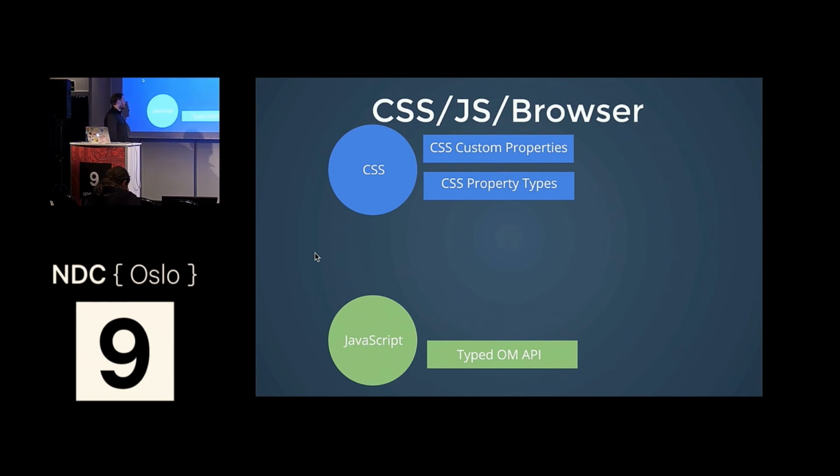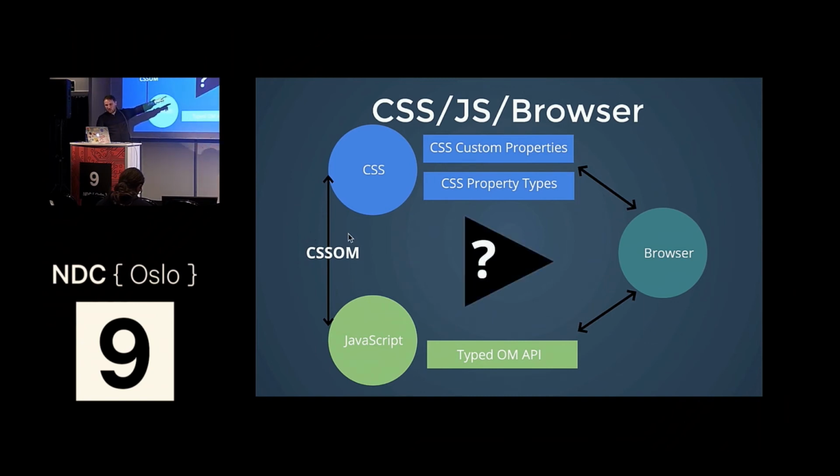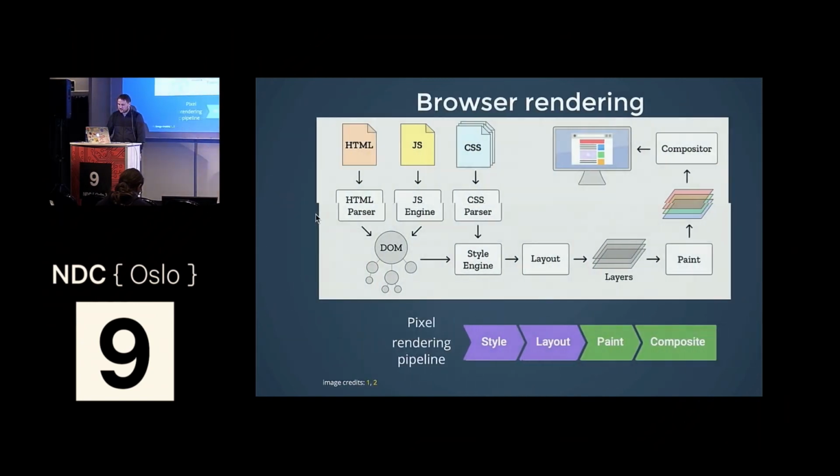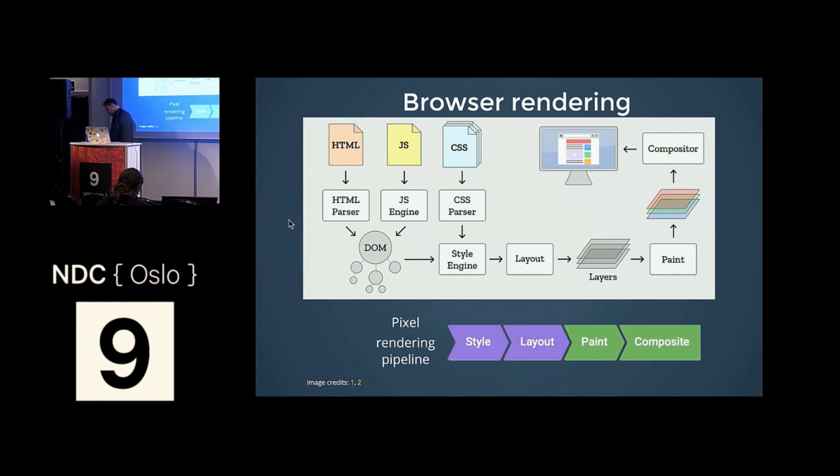What do we have in JavaScript so far? Typed object model API, something where we can read CSS properties and write CSS properties using a normal browser API, not something like concatenating strings or anything. Between CSS and JavaScript, there is the CSS object model, yeah? And there is a browser. So what is in the middle? What's going on here? Browser rendering. So let's take a look into this browser rendering together.